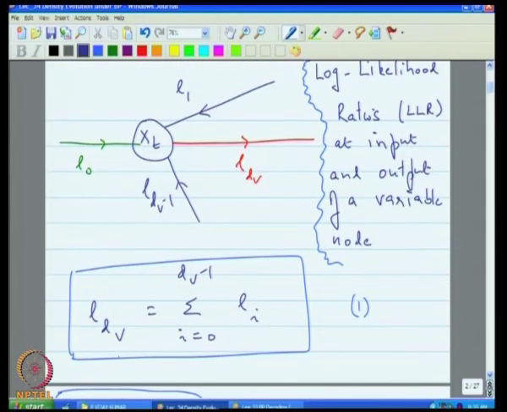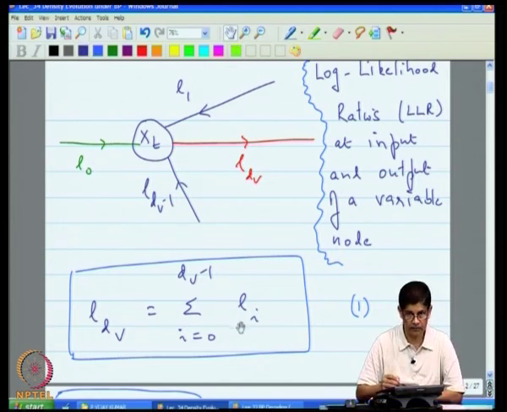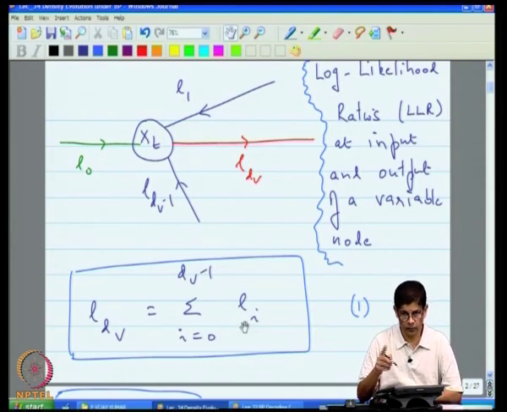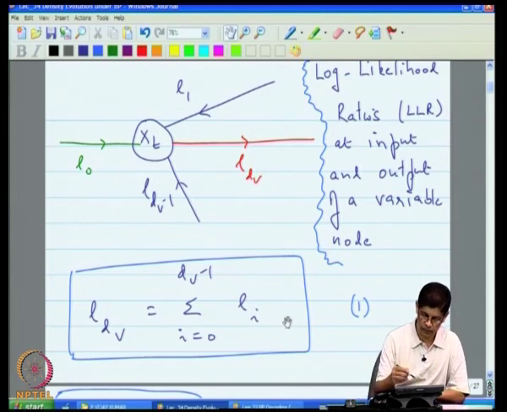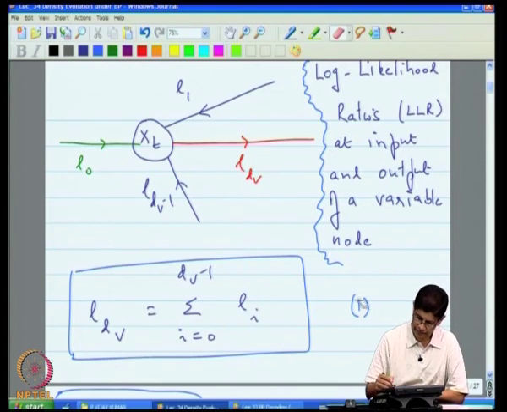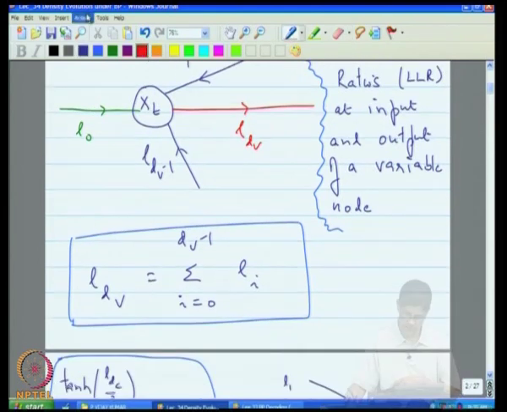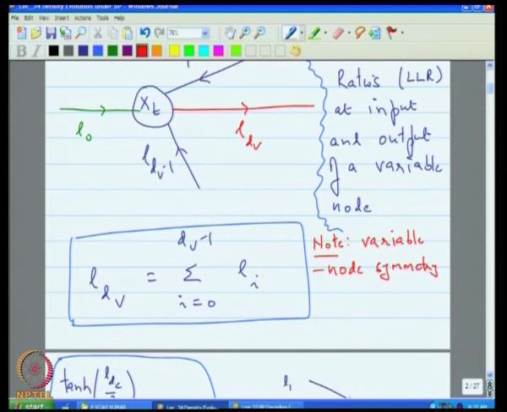At a variable node, the output message is simply the sum of the incoming messages. Variable node symmetry requires that if you change the sign of all your incoming messages, the output will also change sign, but that is clearly the case here. So let us make a note that the variable node symmetry condition is met.